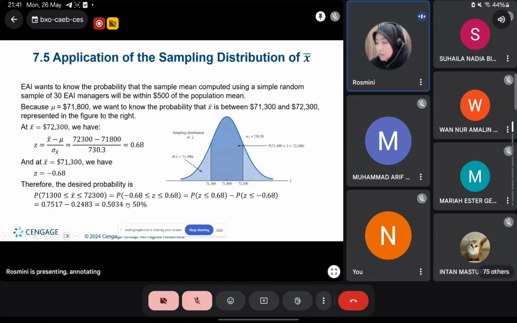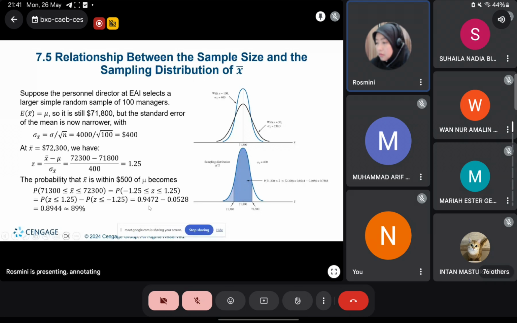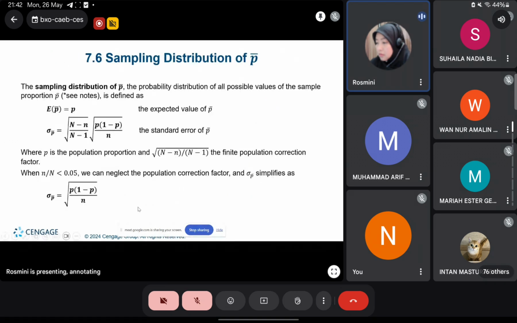So can you see the difference? If your sample n is 30 managers, the probability that you will get the average salary within plus or minus 500 of the population mean is 50%. But once you increase the sample from 30 to 100, the probability is even higher, 89%, compared to 50%.